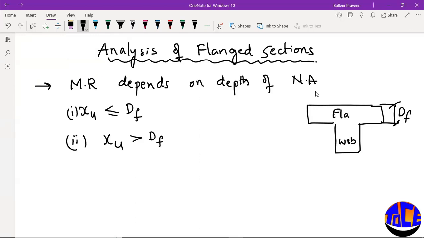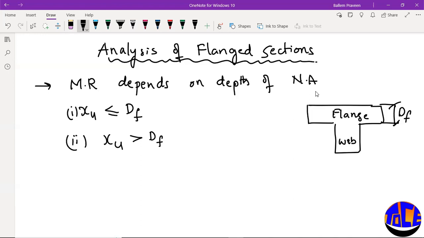Based on this, the analysis or the finding of moment of resistance will change. The analysis is also provided in IS 456, but you need to have basic knowledge of the basic procedure of how this moment of resistance formula is derived.